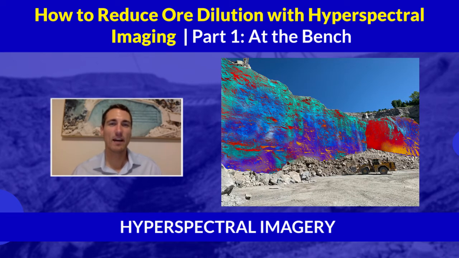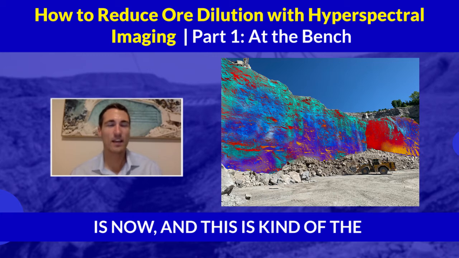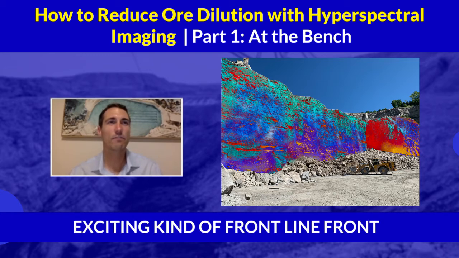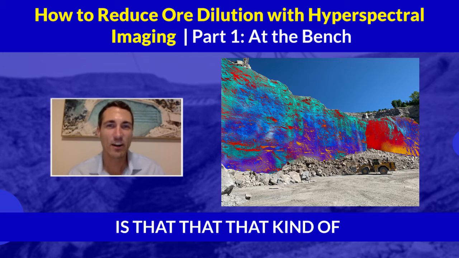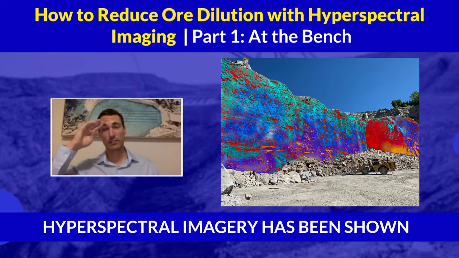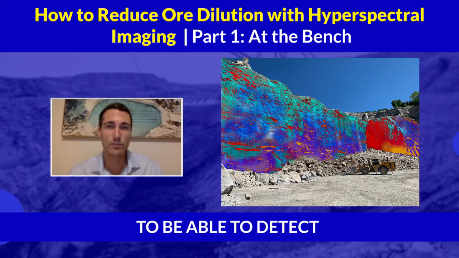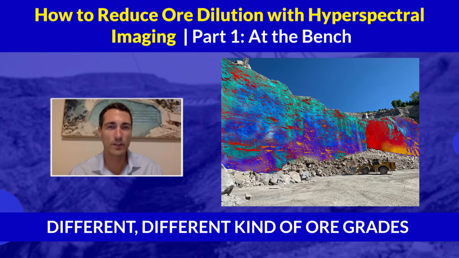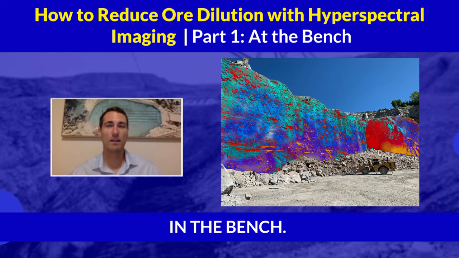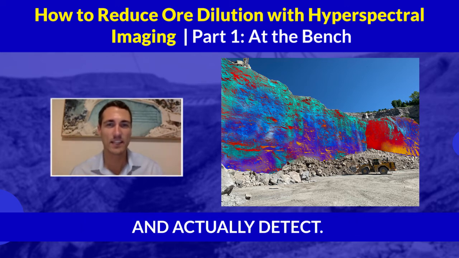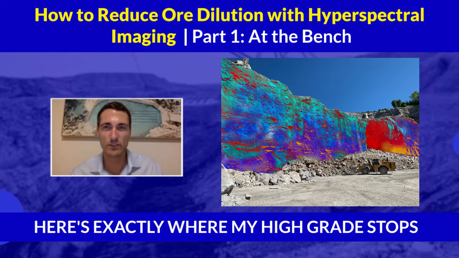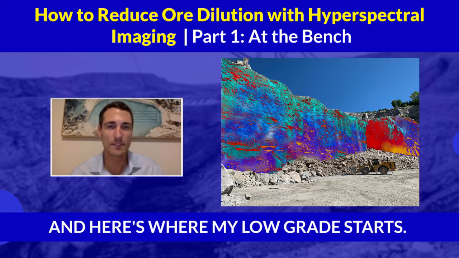Hyperspectral imagery, and this is the exciting front of new research, has now been shown to be able to detect different ore grades in the bench. So that's using a camera. You can point it at the bench and actually detect, here is exactly where my high grade stops and here's where my low grade starts.